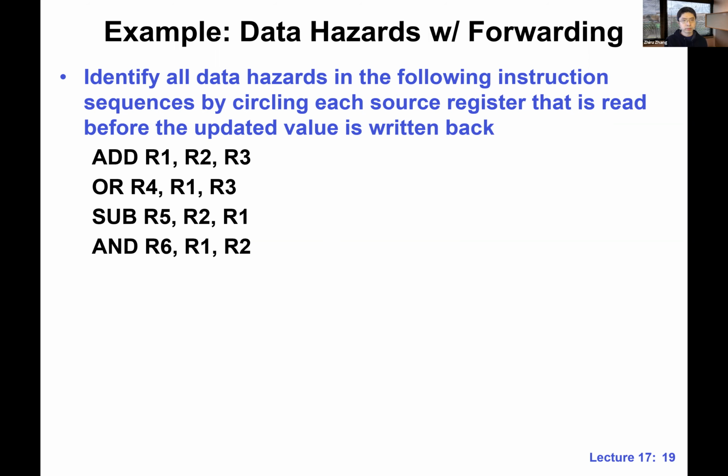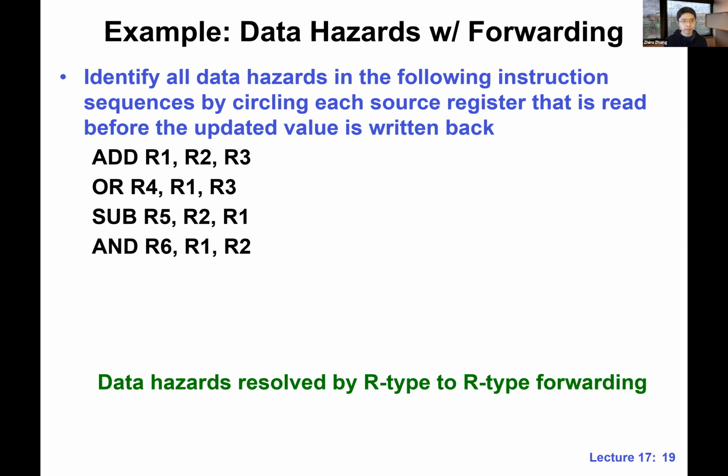With forwarding, really nothing. So all these data hazards are resolved. All these R-type instructions are fine, which is really cool. It means that we can push these instructions one by one, and they will flow through the pipeline without any hiccup.